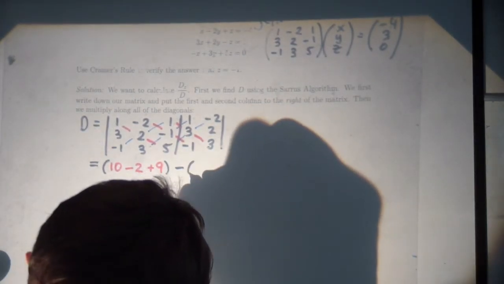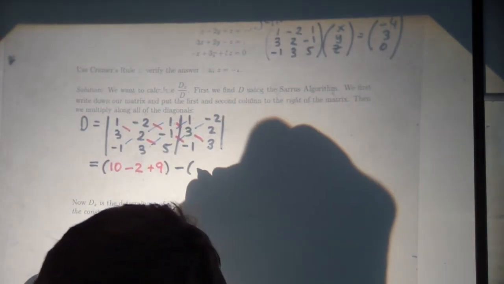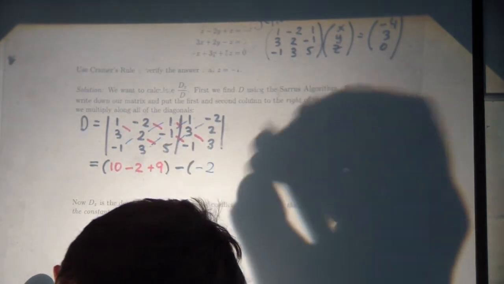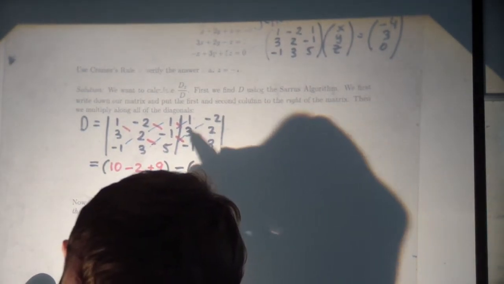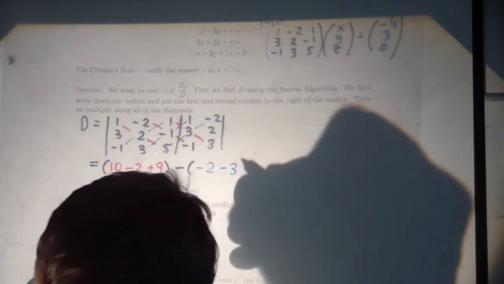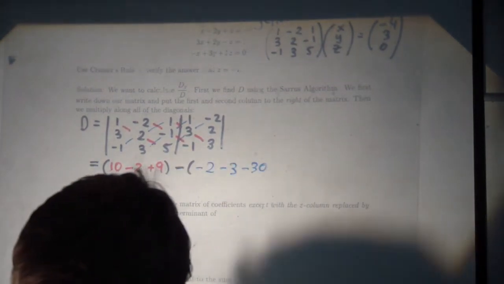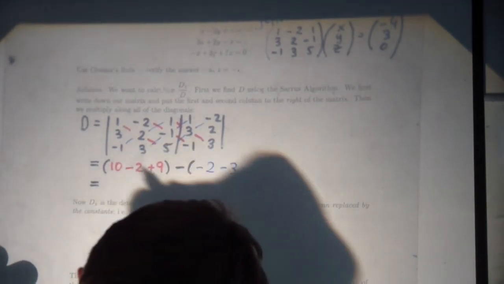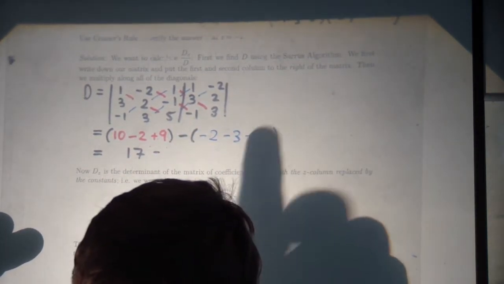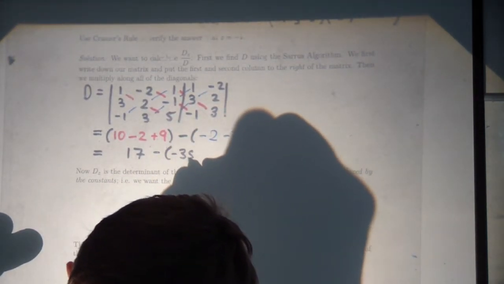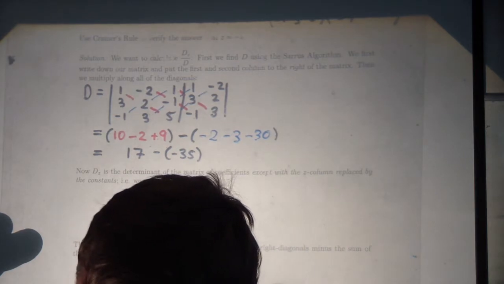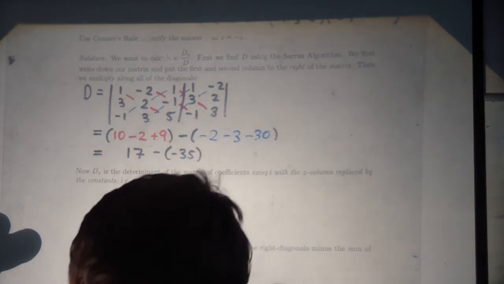So right down diagonals minus left down diagonals. So I have 1 by 2 by minus 1, that's minus 2. 1 by minus 1 by 3, that's minus 3. And minus 2 by 3 is minus 6, by 5 is minus 30. And so here we have 10 plus 9 is 19, minus 2 is 17. Take away, this looks like minus 35 to me. And 17 minus minus 35 is 17 plus 35, I believe is 52.